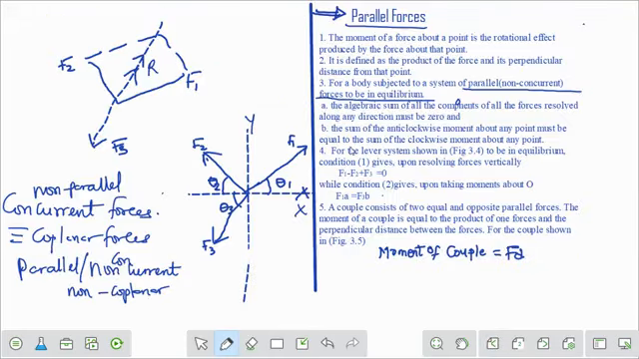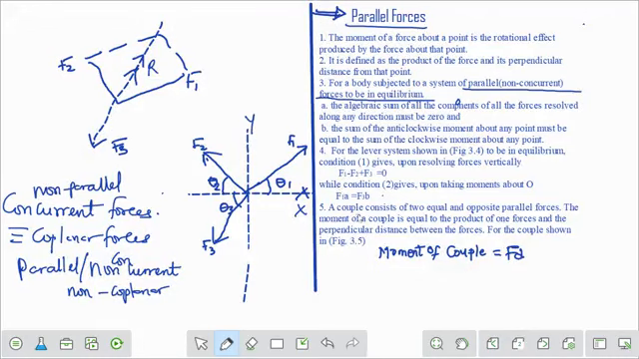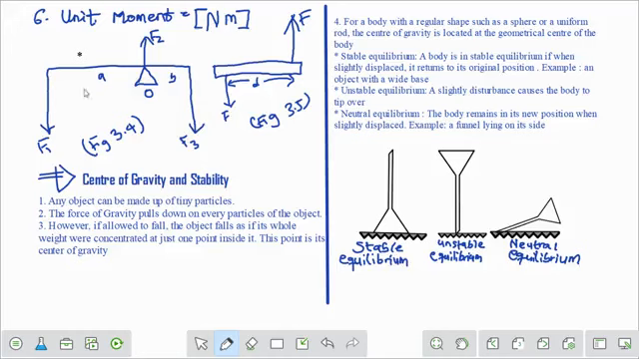So they now said for the lever system shown in a particular diagram to be in equilibrium, condition 1 gives, upon resolving forces vertically, F1 times A, then FB times B. So F1A equals F3B. I hope you understand. So we multiply this by this. This is the force and this is the distance. The moment is force times distance, so you multiply this by this.